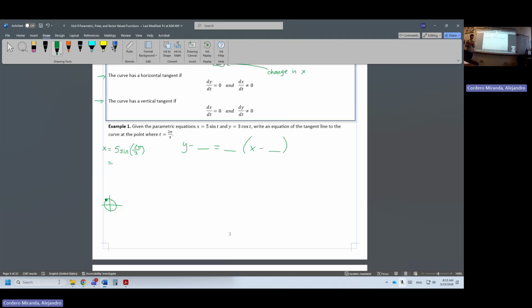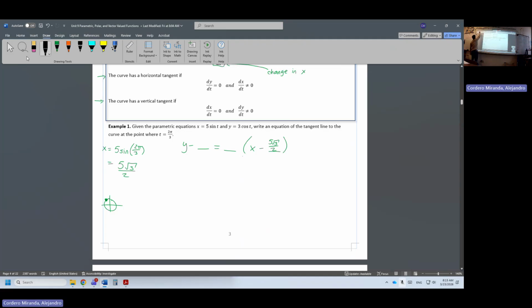So sine of 2 pi over 3, remember sine is the y value, that looks like the longer side, so that should be radical 3 over 2. So 5 times radical 3 over 2, there's my x value. In fact, before I forget, let me just plug that in right here. 5 radical 3 over 2.